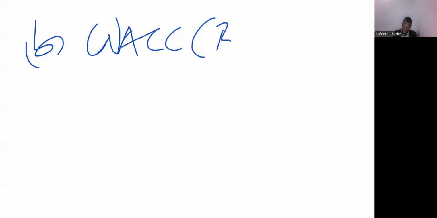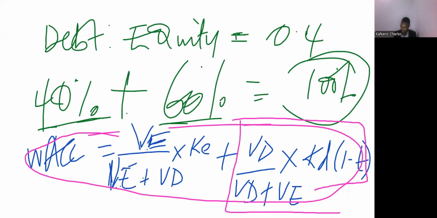So what is the implication? The whole of this is going to be zero because we don't have any D, we don't have cost of debt. The whole of this is going to be zero because the company is not geared. So WACC will only be this point. We are going to compute WACC as just a matter of picking VE over VE plus VD times KE.